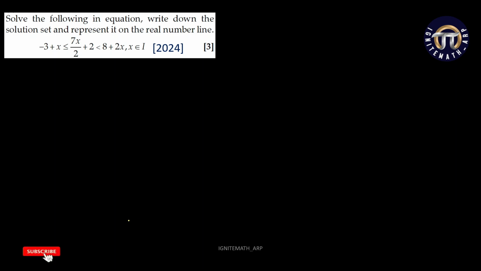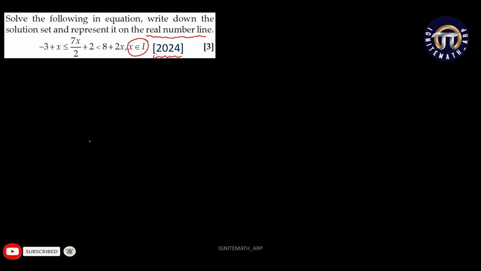Let's move to the next one now. This is a question which has appeared in 2024, that is the previous year exam. Solve the following inequation, write down the solution set and represent it on the real number line. Clear? So here be very careful. Don't get confused that you have to write the solution set on the real number line, in the sense that it should not darken the intermediate places. Here it is clearly given that x belongs to the set of integers. Be very careful about it.